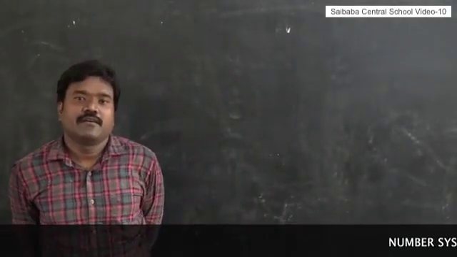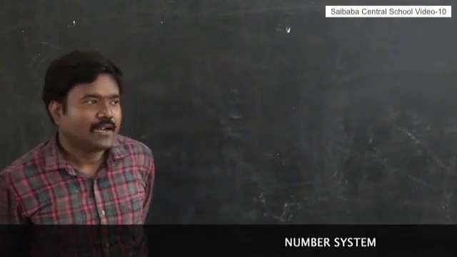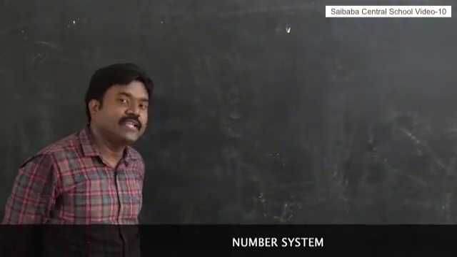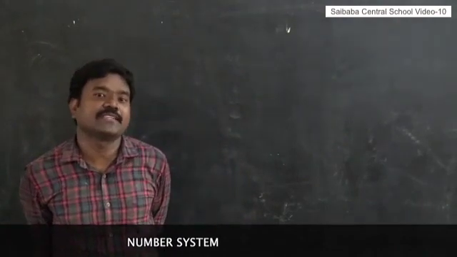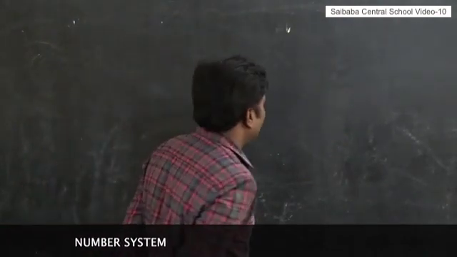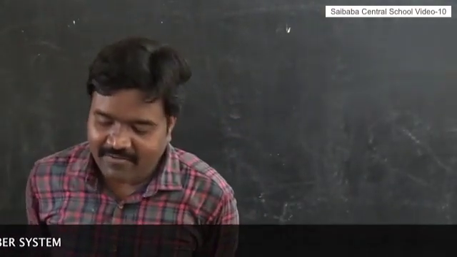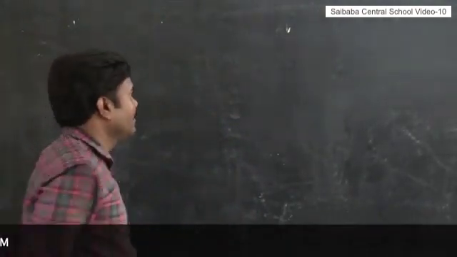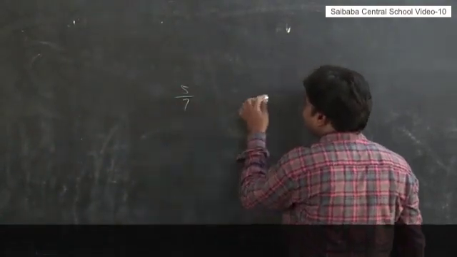Previously, we learnt converting into p by q form. Now, I'm explaining how to find irrational numbers between two rational numbers. One question I'm giving: find irrational numbers between 5 by 7 and 9 by 11.